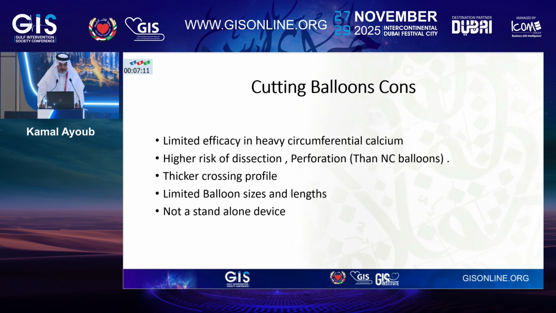What are the cons of using the cutting balloon? Limited efficiency in heavy circumferential calcium, high risk of dissection and perforation compared to the NC balloon, for example, then a thicker crossing profile, limited balloon sizes and length, and it is not a standalone device.